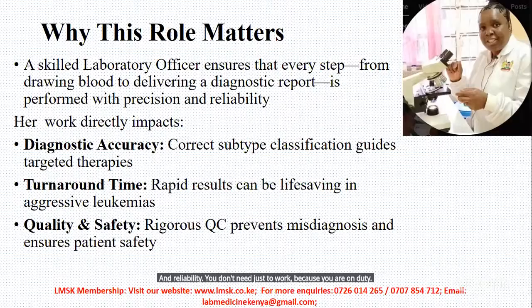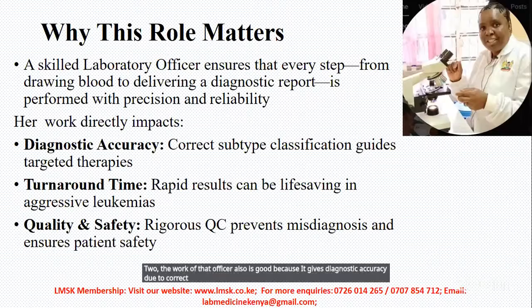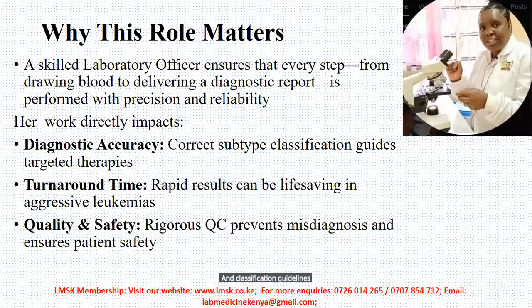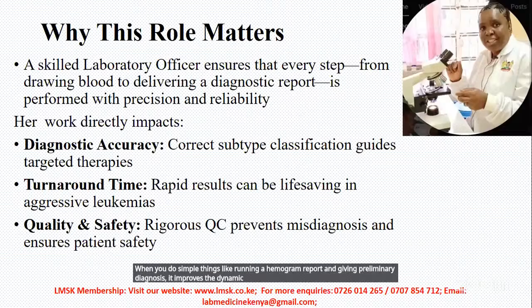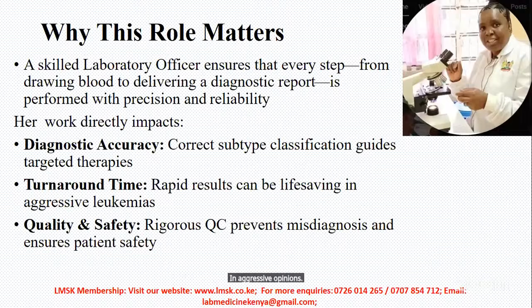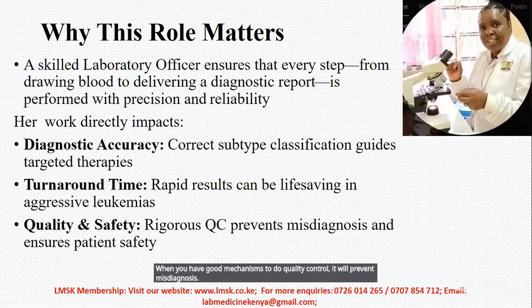Two, the work of that officer is also good because it gives diagnostic accuracy due to correct sample types and classification guidelines for targeted therapies. Also, when you do simple things like running a hemogram report and giving preliminary diagnosis, it improves the turnaround time of that client's stay in the hospital, because rapid results can be life-saving in aggressive leukemias. And finally, quality and safety. When you have good mechanisms to do quality control, it will prevent misdiagnosis and ensures patient safety.